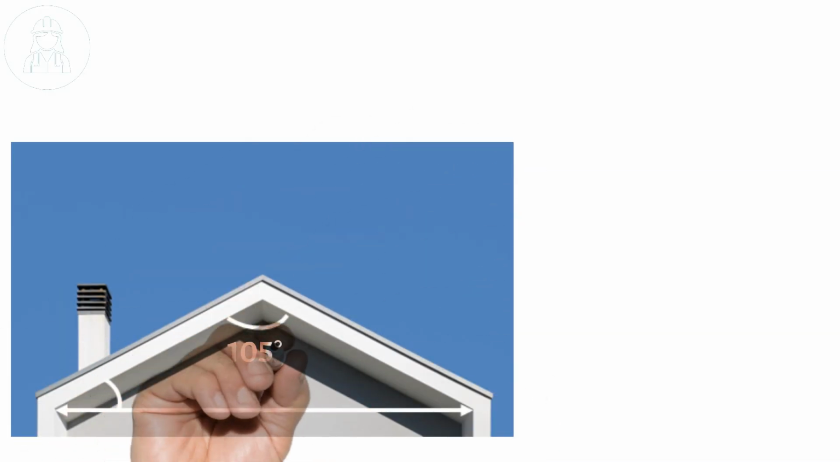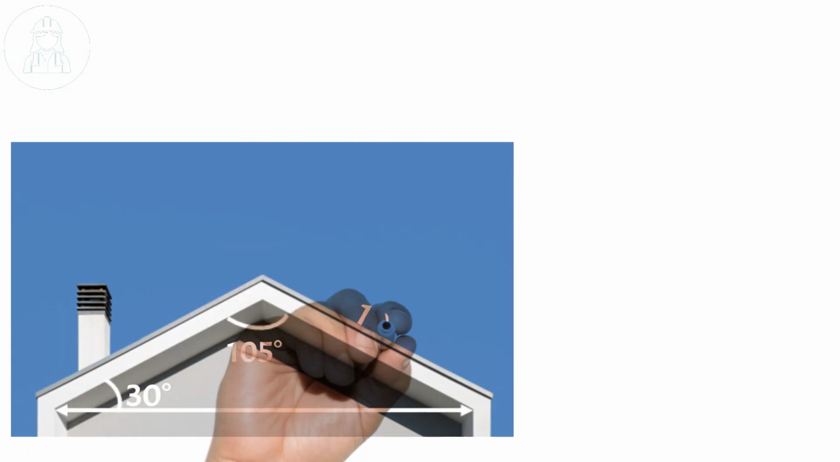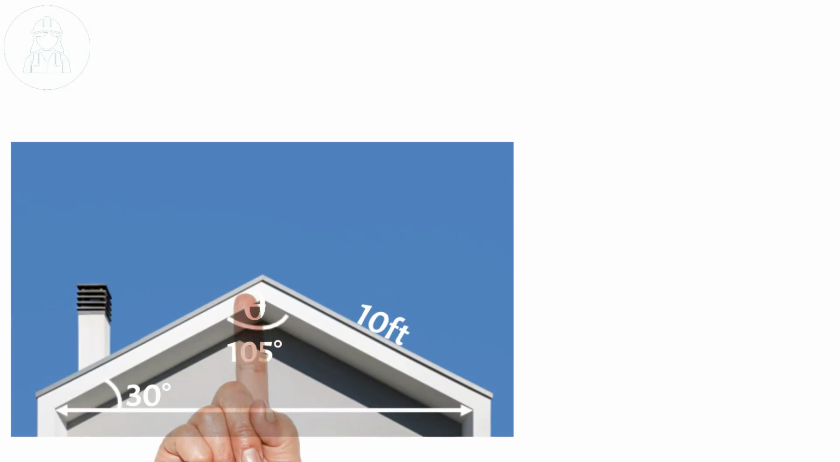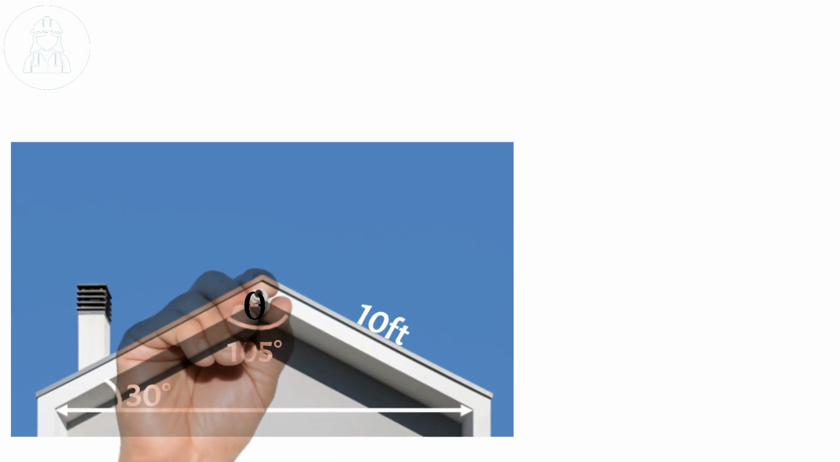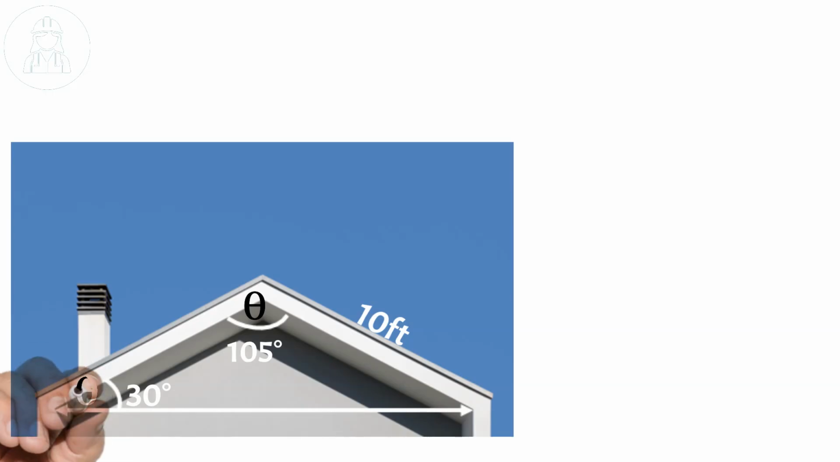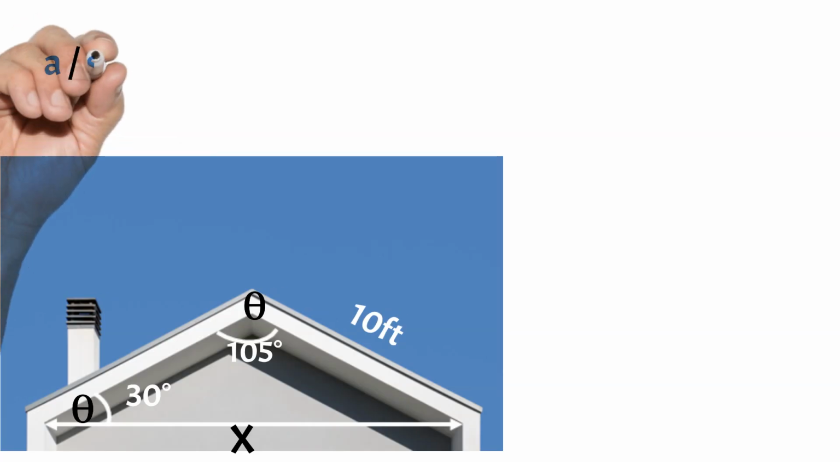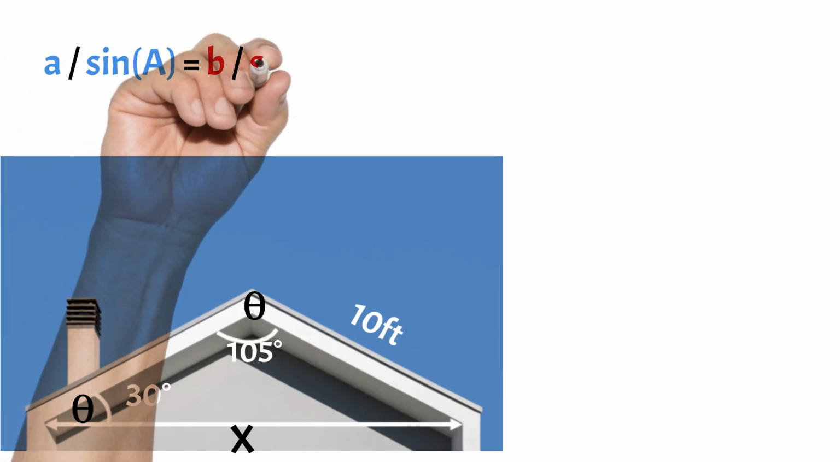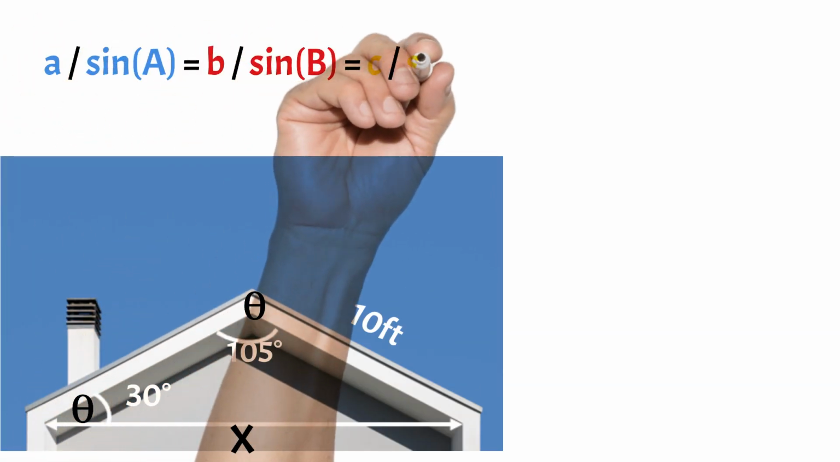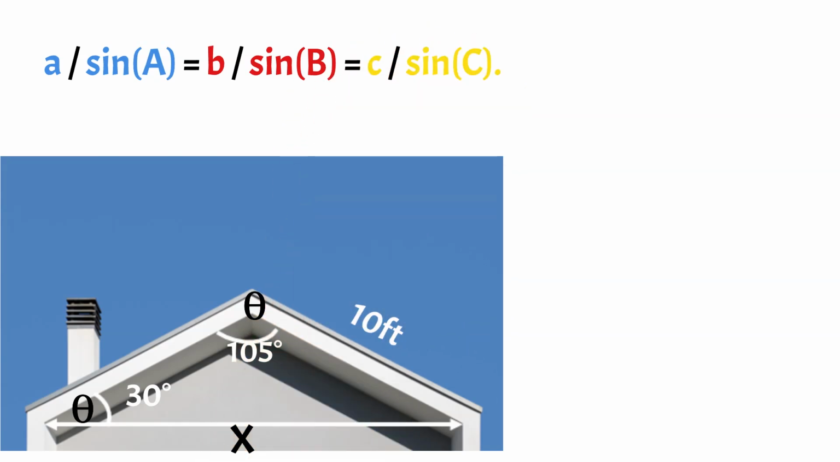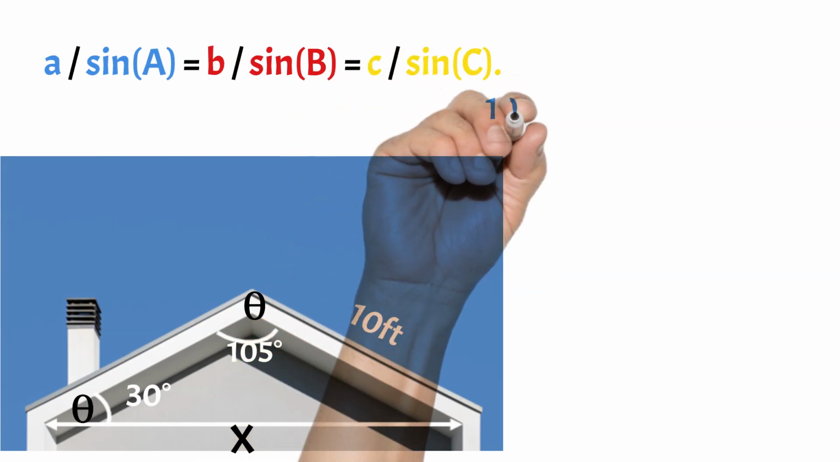Example, a roof truss forms a triangle with one angle of 30 degrees, and the side opposite it measures 10 feet. Another angle is 105 degrees, and we want to find the side opposite it. Okay, so let's set everything up. The law of sines says a over sine A equals b over sine B equals c over sine C.